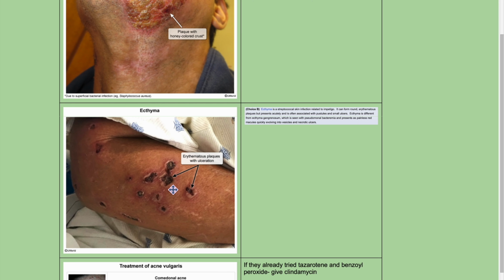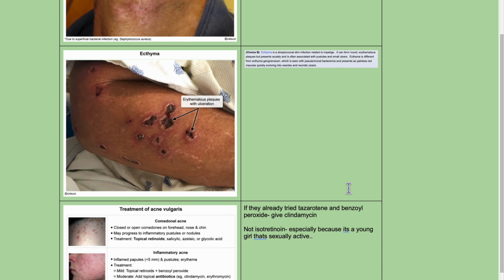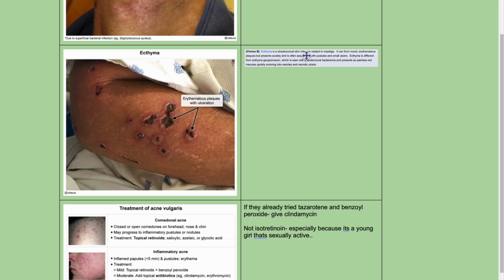Yeah, so if they test you on this, you're gonna have to figure out if it's this or is it Pseudomonas cause. So this is not because of Pseudomonas, it's because of streptococcal skin infection related to impetigo. Okay, it forms round erythematous plaques, but presents actively and is often associated with pustules and small ulcers. Okay.